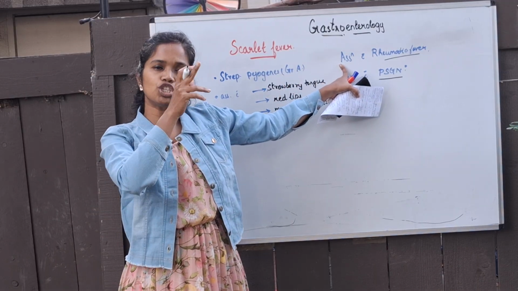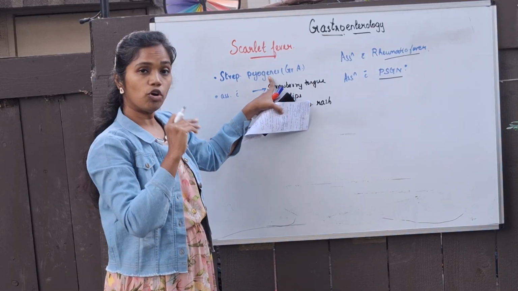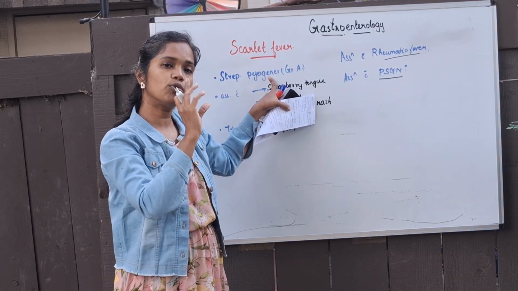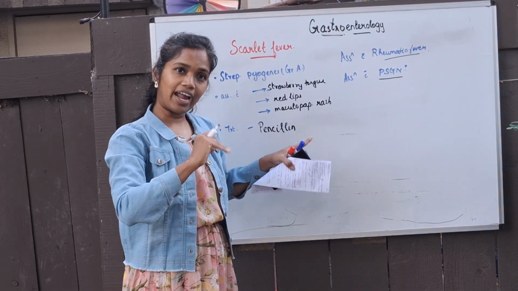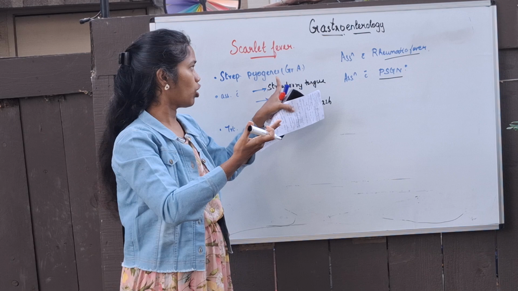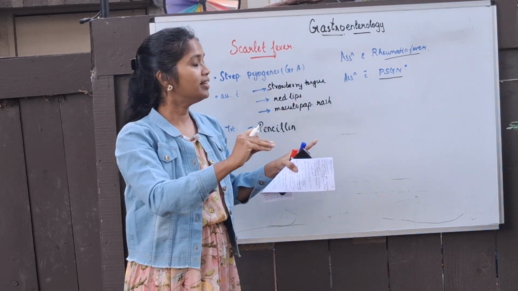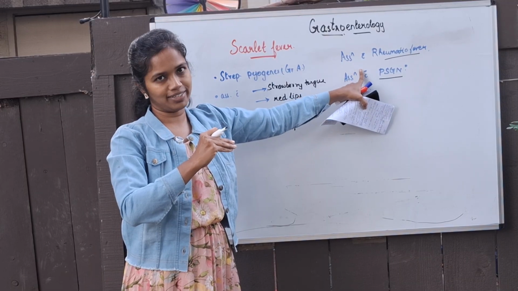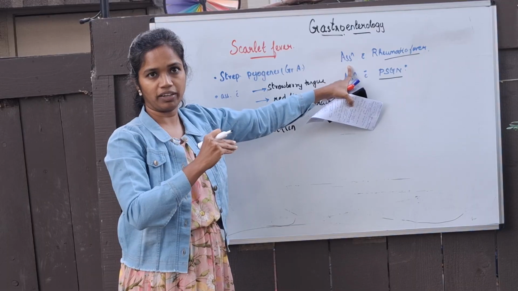So, what is the association between scarlet fever and rheumatic fever? Streptococcus pyogenes is the common organism. Here the organism producing the condition is this, but when the antibodies which are formed against Streptococcus pyogenes mistakenly attack the heart valves, then it can result in rheumatic fever and cause rheumatic heart disease. So, this is the association between scarlet fever and rheumatic fever.